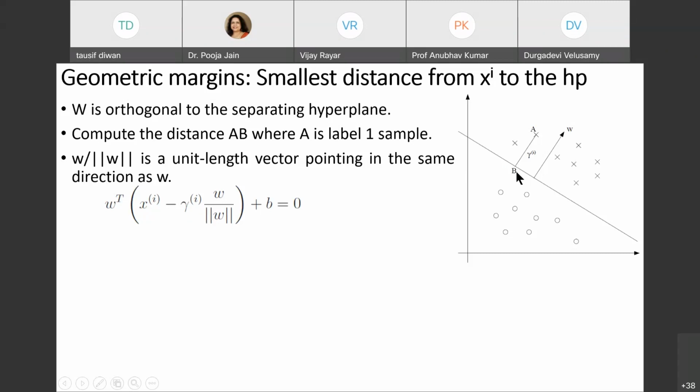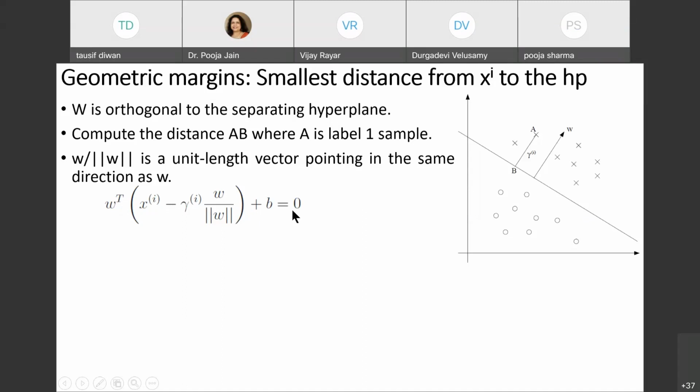Just look at this. Now, any point that lies on this hyperplane satisfies that equation. Which equation? W transpose X plus B is equal to 0. Which point are we talking about? We are talking about point B. And what is the value of this point B? Xi minus gamma i multiplied by W divided by the norm of W. Just look at this expression.